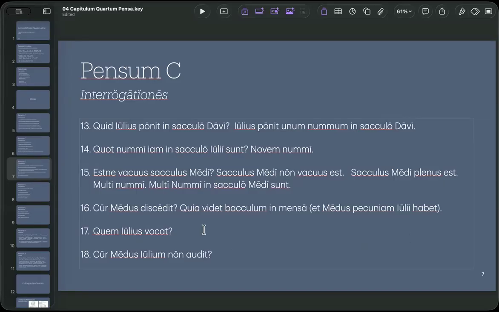Quem Julius vocat? Julius vocat medum. Medum, very good. You got the accusative in there. See if I can get the E in there. Cur medus Julium non audit? Quia op est. Yes, quia op est. And I would just leave it at that.